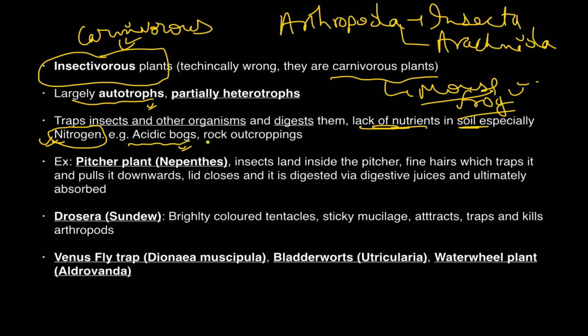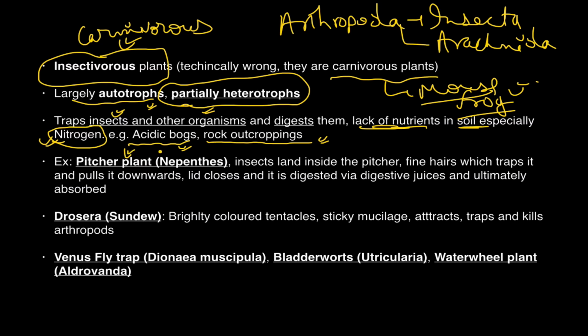Example, acidic bogs and rock outcroppings, these are the areas where nitrogen is deficient, so they grow in those areas, so they need those minerals. So they are partially heterotrophs because they literally eat and digest animals, especially insects and other arthropods. Examples are these 5 examples you must remember.